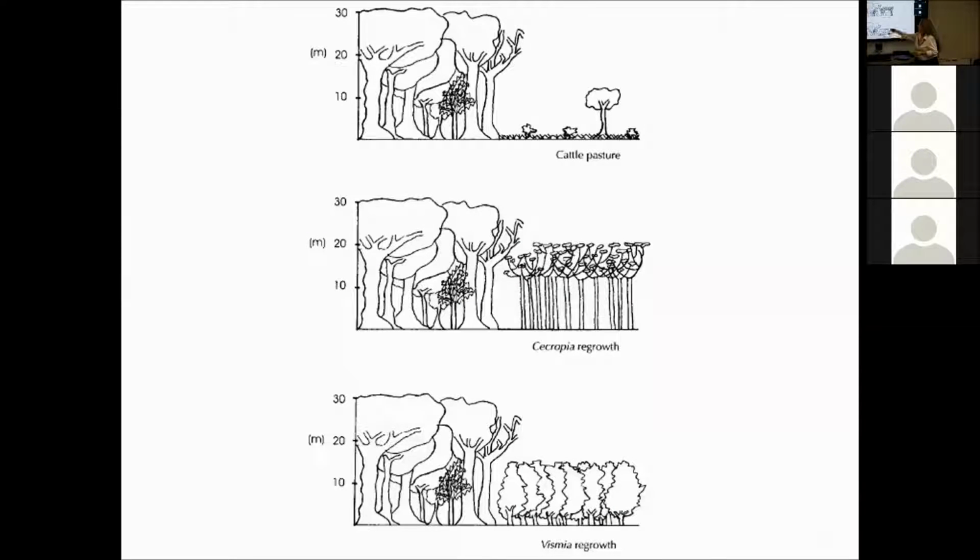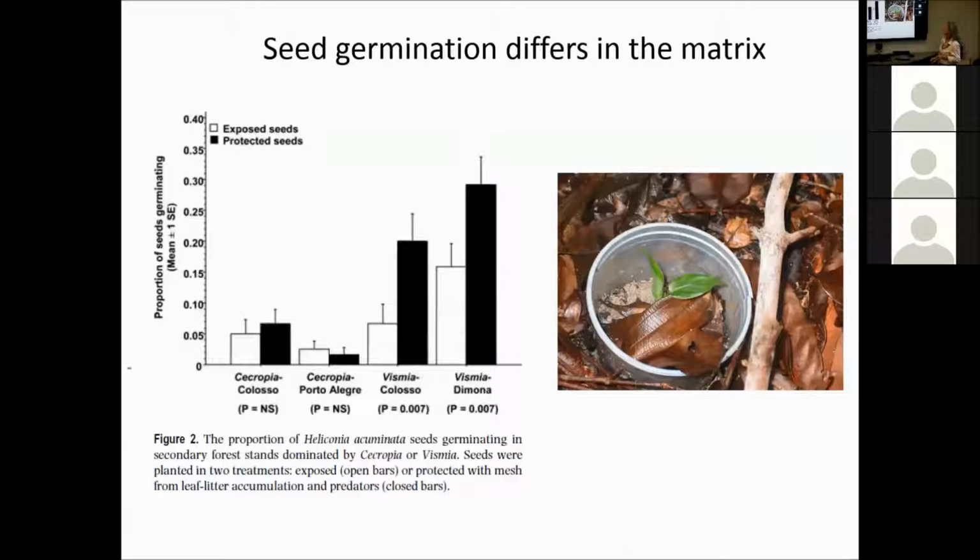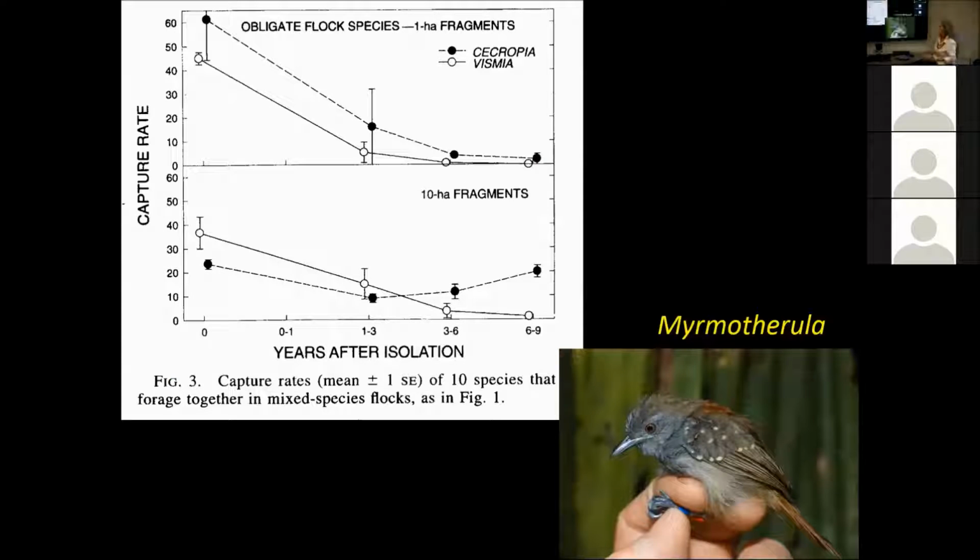And the way Vismia grows and the way Cecropia grows is really quite different tree geometry than certainly what you get in a cattle pasture. So the structure of the matrix was very different between a Cecropia and a Vismia-dominated matrix around these fragments. And that matrix is also really important in deciding what the impacts are going to be in forest fragments. I put this up because it's work done by Emilio Bruna, looking at seed germination in these different kinds of matrices, whether they're exposed to seed predators or not. The big point is that seed germination is higher in a Vismia matrix of this particular species than it is in a Cecropia matrix. And the story could be completely different if we picked a different plant species.